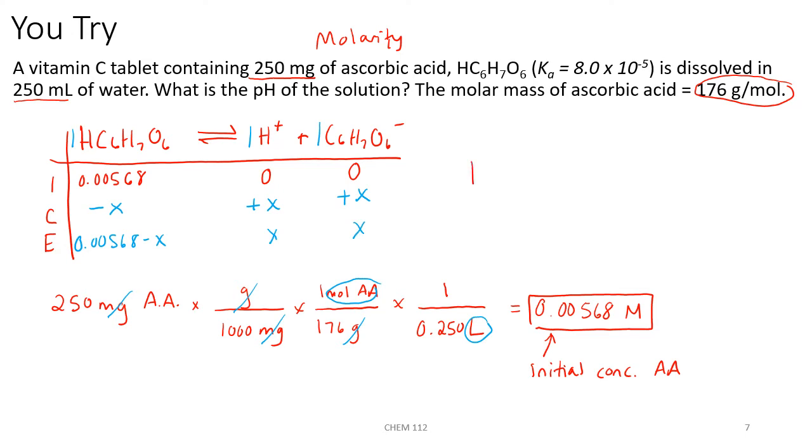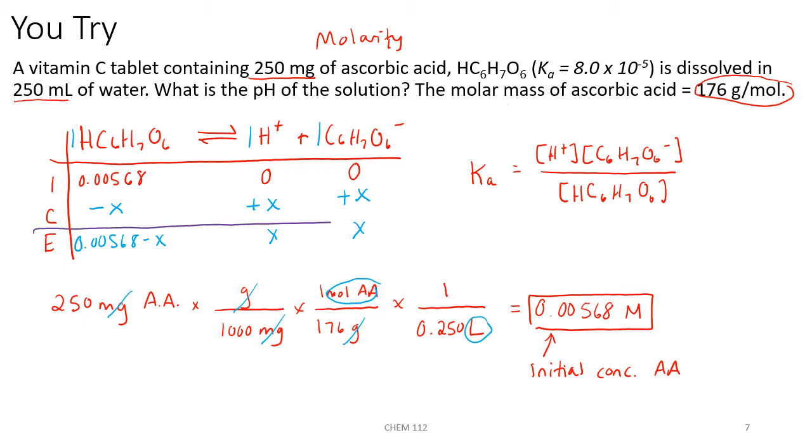We also want to write our equilibrium expression each time we're dealing with a weak acid. So Ka will be equal to the hydrogen ion concentration times the C6H7O6 minus concentration, all over our weak acid concentration, HC6H7O6 for the ascorbic acid. And we're going to take our equilibrium line concentrations and substitute them into our equilibrium expression.